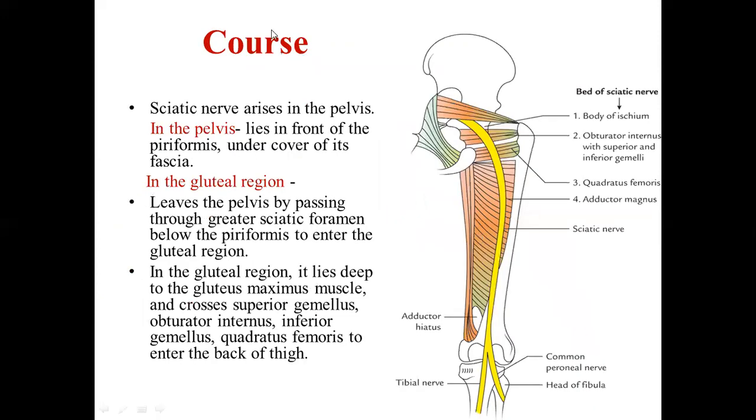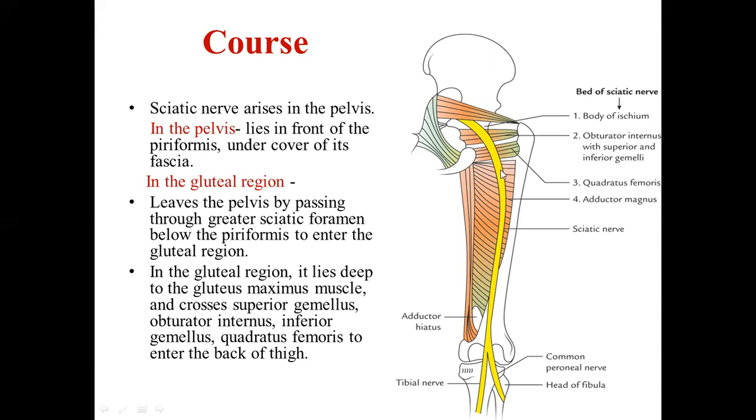Now, as I said, this nerve arises in the pelvis. In the pelvis, it lies in front of the piriformis muscle. It's one of the important key muscles of the gluteal region. So you will see a thick nerve going down from there, that is the sciatic nerve. Then it is under cover of the piriformis fascia. Then it travels down.